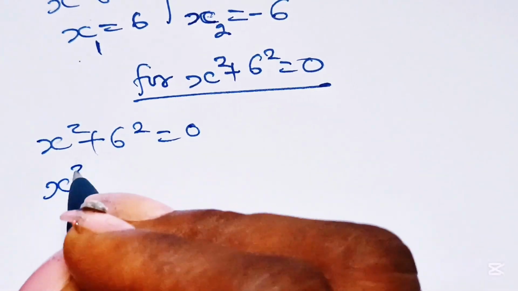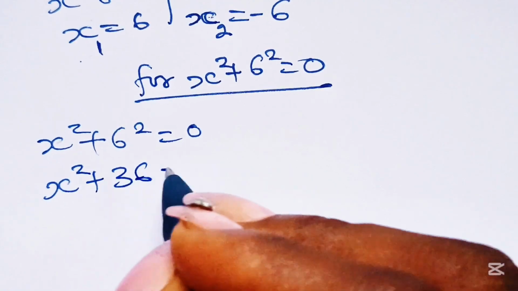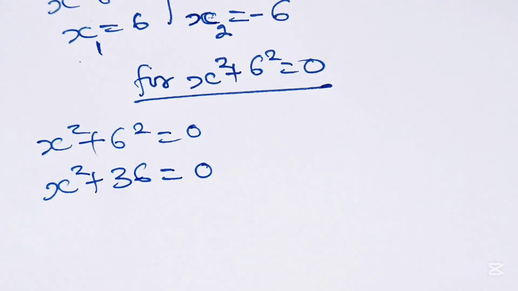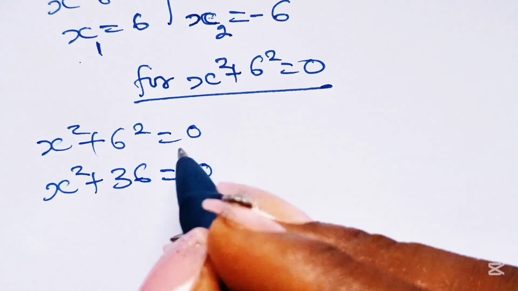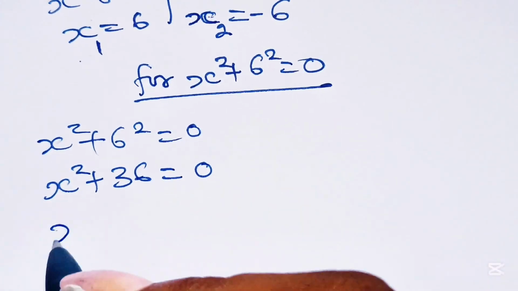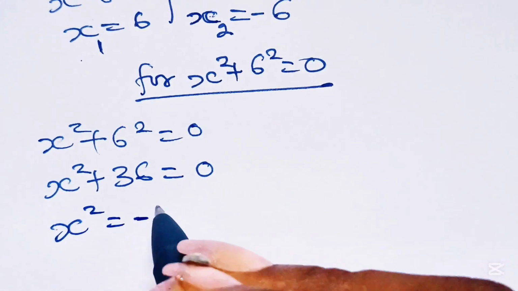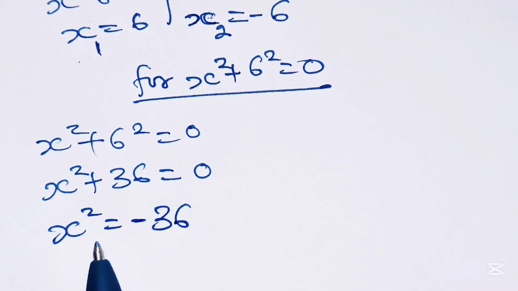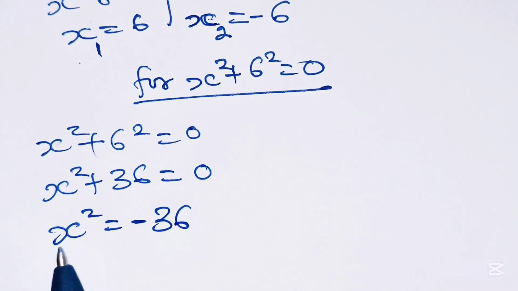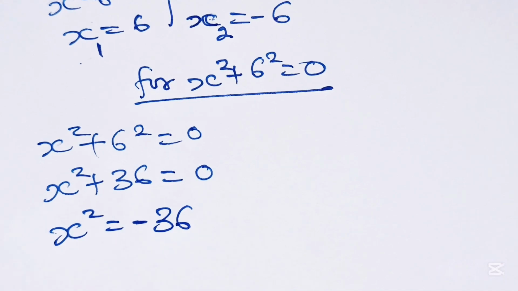So we have x squared plus 36 is equal to 0. All right, so we are going to transfer this 36 to this side, and if we do that, we have x squared is equal to minus 36. Now to get the value of x, we are going to take the square root of both sides of this equation.